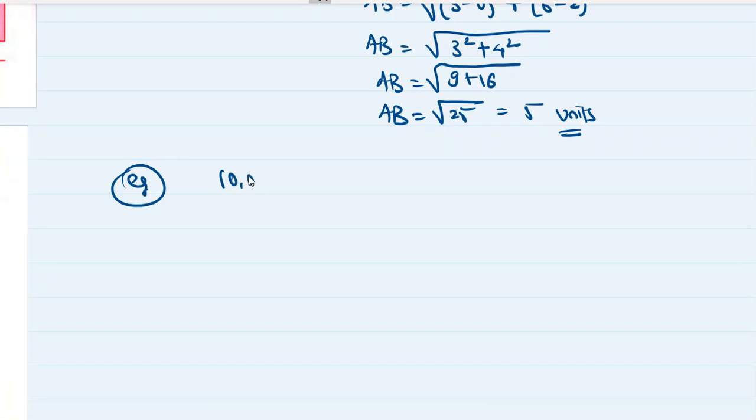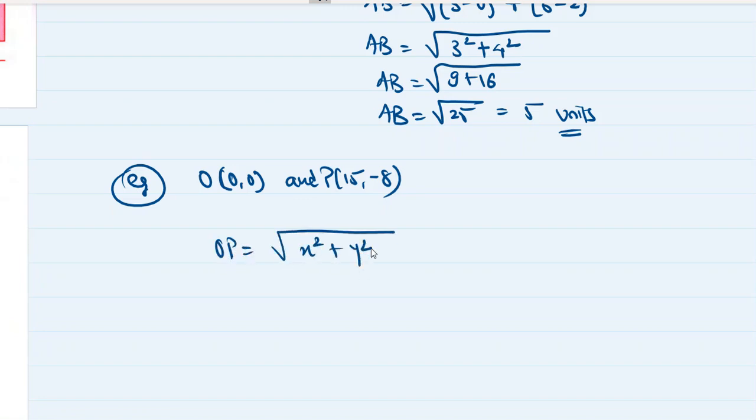So the first point is origin and the second point is 15 comma minus 8. And as I told you, the distance between origin and any point is equal to under root of x square plus y square. Okay, so let origin be point O and this point be P. So OP is equal to under root of x square plus y square, because 15 minus 0 will remain 15, minus 8 minus 0 will remain minus 8.